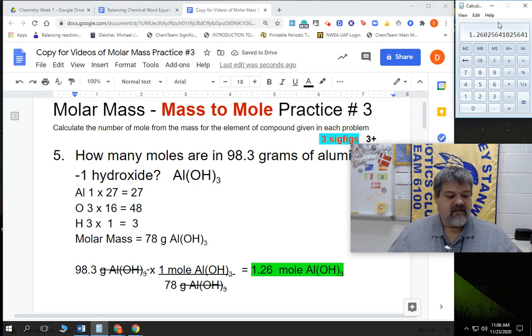And one last thing is, I'm going to double check again. Always says 98.3. We're going to divide that by 78, and that is what it equals. So there's our answer right there. So 98.3 grams of aluminum hydroxide equals 1.26 moles of aluminum hydroxide. So we just converted it from mass to moles, and that's it. So again, we need to do this whole process so we can get to that stoichiometry at the end.